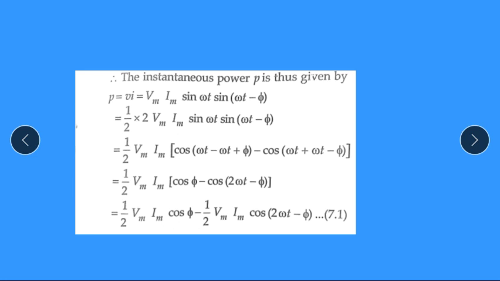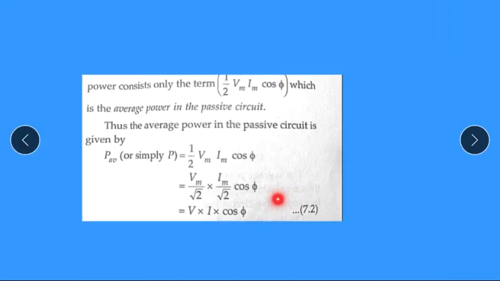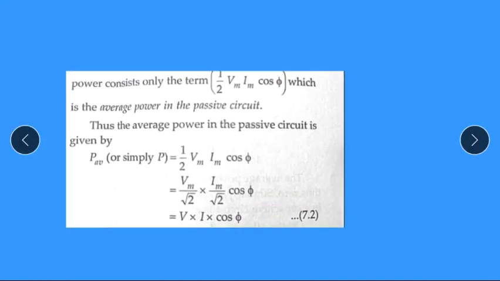There are two terms of power, where 1 by 2 Vm Im cos phi is the average power in the circuit. So the average power consists only of the term 1 by 2 Vm Im cos phi, which is also known as average power in a passive circuit. It can also be written as Vm by root 2 times Im by root 2 times cos phi, that is Vrms Irms cos phi.